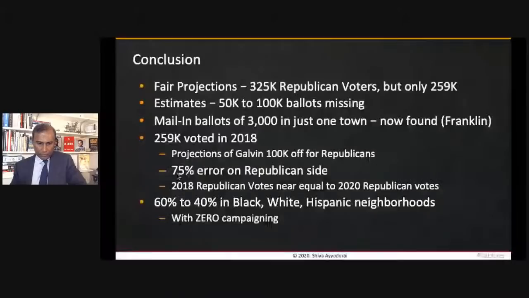What you really have is 50 to 100,000 ballots missing. We already know 3,000 ballots in just one town they just found missing. 259,000 people voted in 2018. Projections of Galvin were 100,000 off. He has a 75% error on the Republican when he's the most experienced guy in Massachusetts on this. And in 2018, the Republican votes are nearing the 2020 Republican votes. And 60 to 40% in Black, white, Hispanic neighborhoods for a guy, he got 60% when he didn't even campaign.